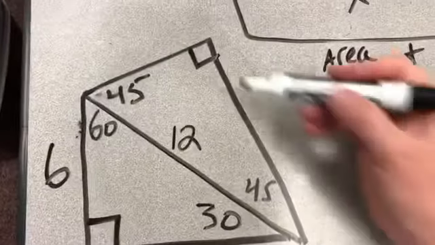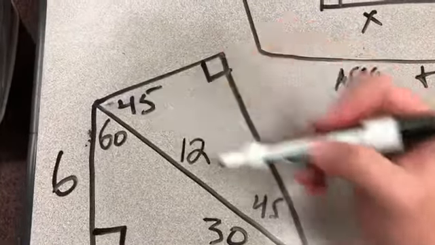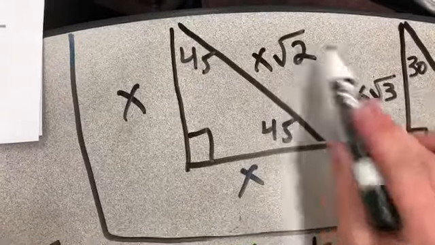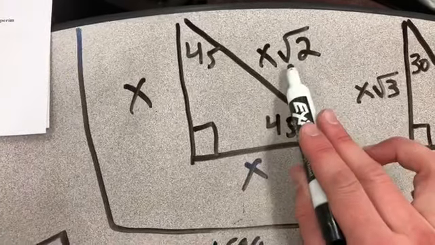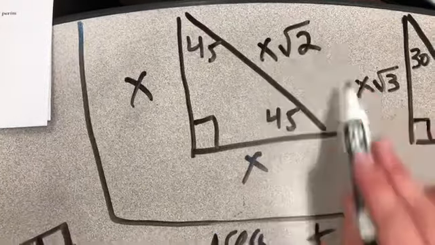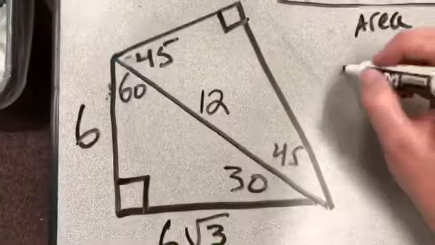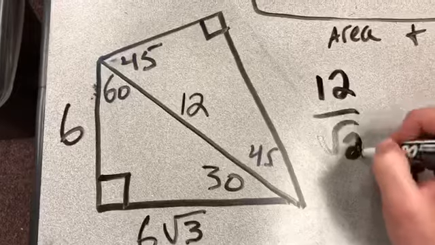And now up here, we are switching into a 45-45-degree triangle, and you're given the hypotenuse. So to go from the hypotenuse to just a 45-degree side, you have to do the opposite of what I see up here. That's x times the square root of 2. I need to do the opposite to get down to just x. So I'm going to take 12 divided by the square root of 2.